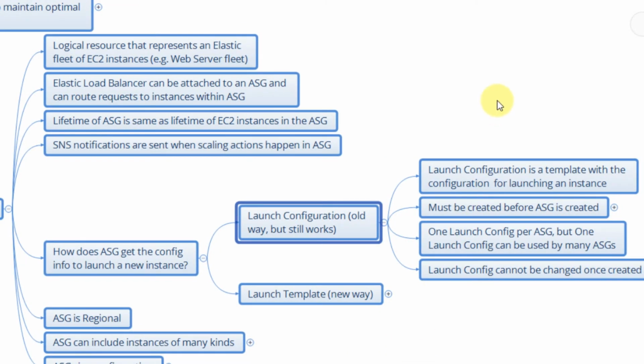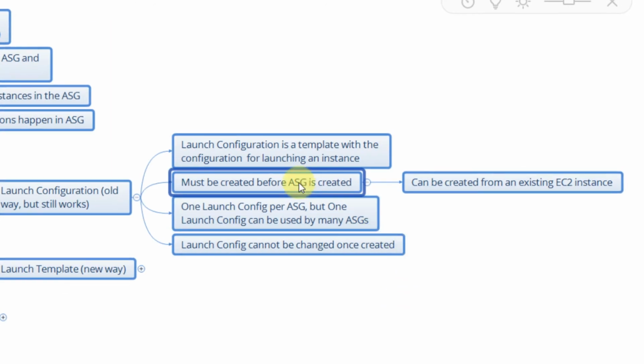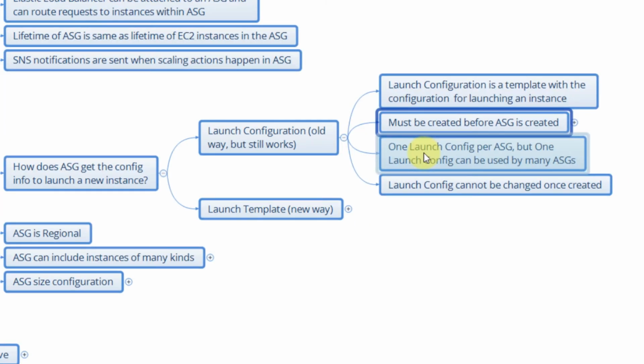So a launch configuration, essentially it's a template with all the configuration needed to launch an instance that you would have specified when you launched an instance, let's say from the EC2 console. The launch configuration must be created before an auto scaling group is created. And a launch configuration can also be created directly from an existing EC2 instance. Now you can have one launch configuration per auto scaling group, but the same launch configuration can be used by many auto scaling groups. And note that once you create it, you cannot change it.